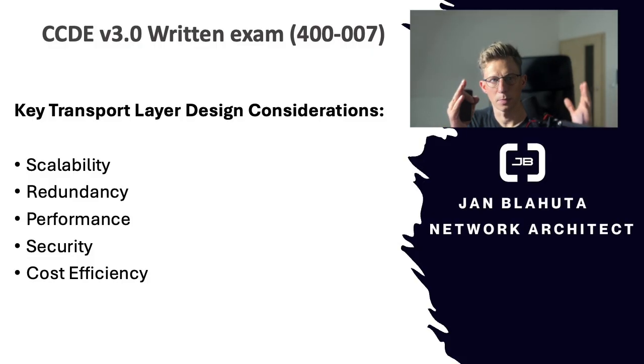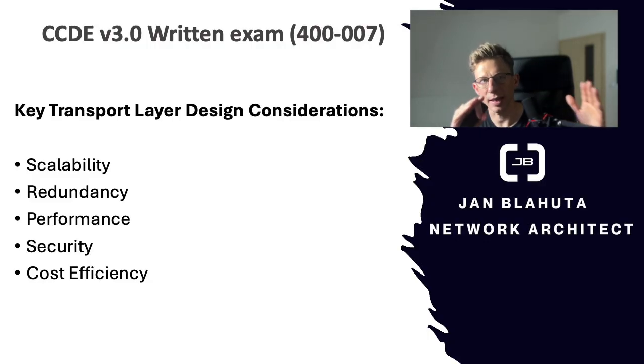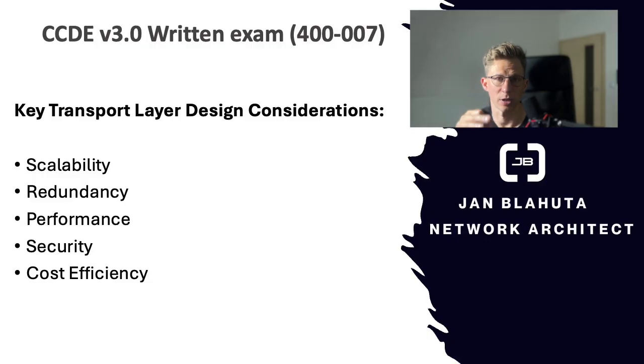Performance. Prioritize low latency for sensitive apps. Use tech like MPLS or segment routing to fine-tune traffic flows. Security. Encrypt traffic. Use firewalls and access controls to secure the transport path. Cost efficiency. Get the performance you need without blowing the budget. Factor in hardware, software, and maintenance.